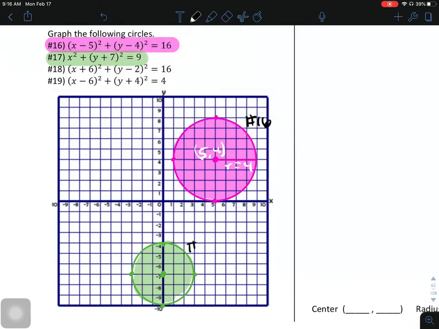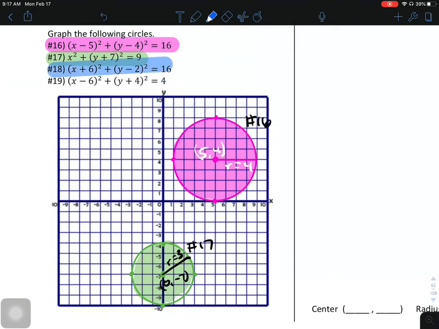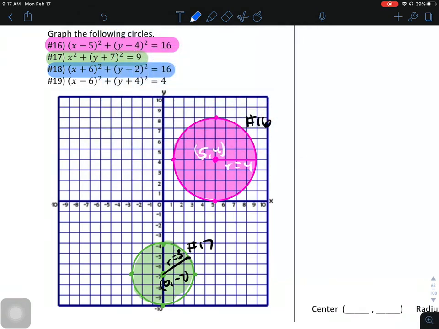This is number 17. Center is 0, negative 7. And the radius is 3. 18. Its center is negative 6, positive 2. And the radius is the square root of 16, which is 4.